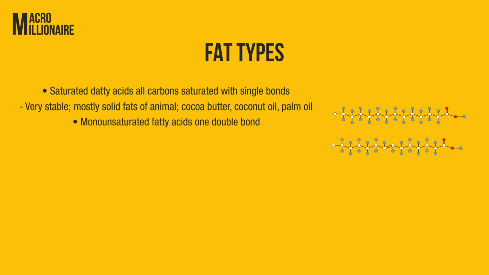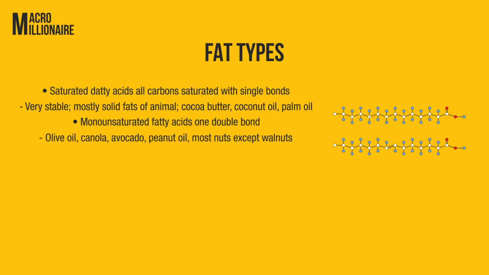You have your monounsaturated fatty acids. They have one double bond. Okay, so we can see here one double bond, and we also see that they're missing one hydrogen atom. So monounsaturated, one is missing. Olive oil tends to be the most common. Other food sources are canola oil, avocado, peanut oil, and most nuts except walnuts tend to be majority monounsaturated fat.